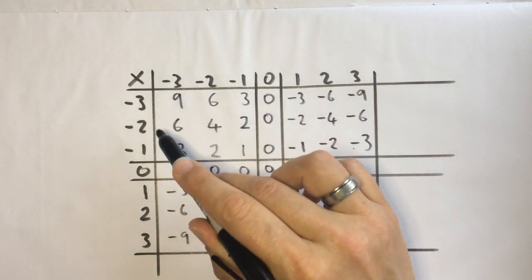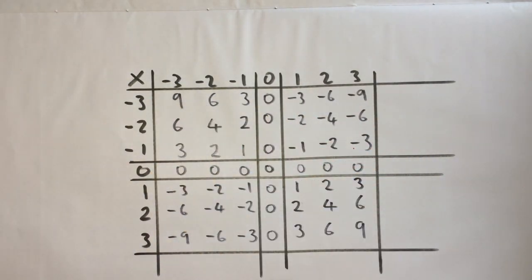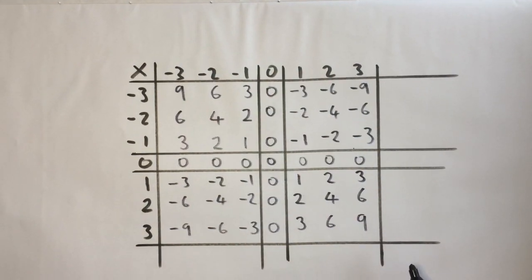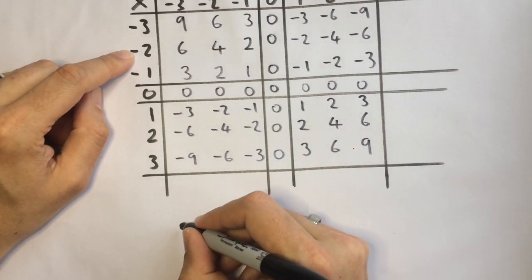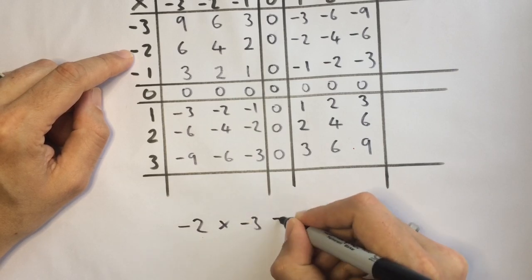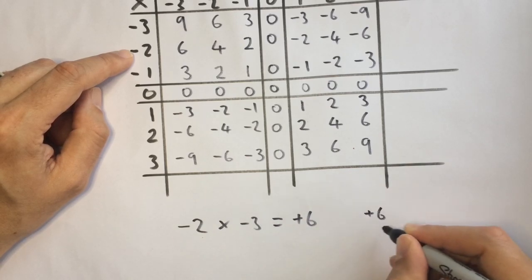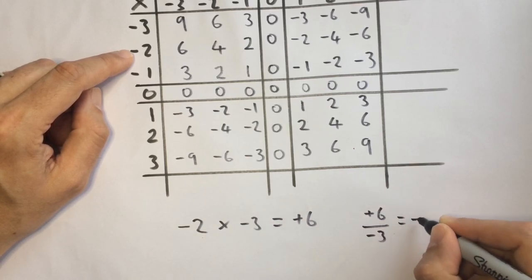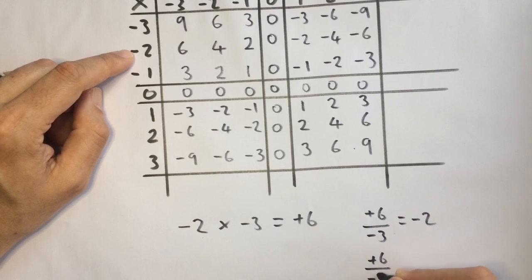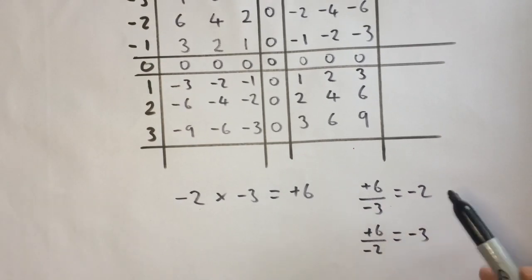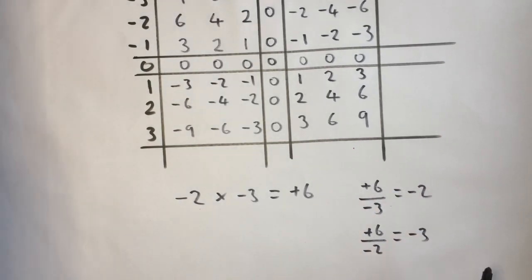And the important take home here is that in negative times negatives, we get positive answers just from looking at that pattern. And we can use that. If we take negative 2 times negative 3, we get positive 6 out of it. Then in terms of the division, because there was a division we didn't know, positive divided by negative, we rearrange this. We can say positive 6 divided by negative 3 equals negative 2. Or we could have said positive 6 divided by negative 2 equals negative 3. Either way, positive divided by negative gets us a negative answer. And that's what we were looking for.